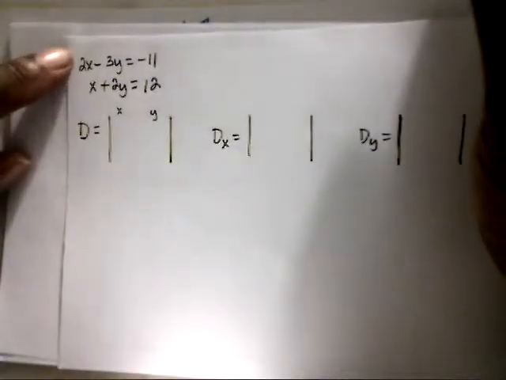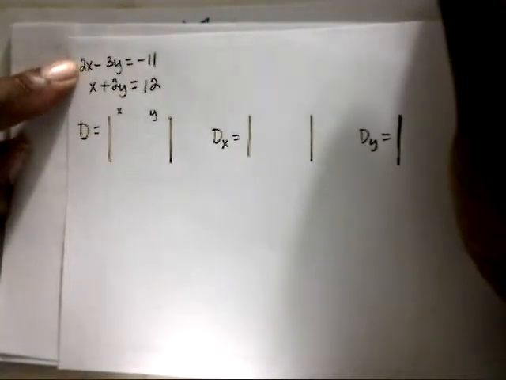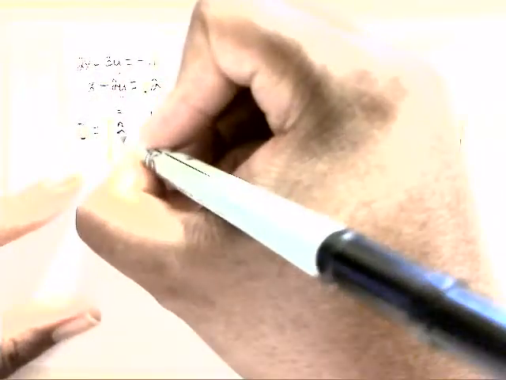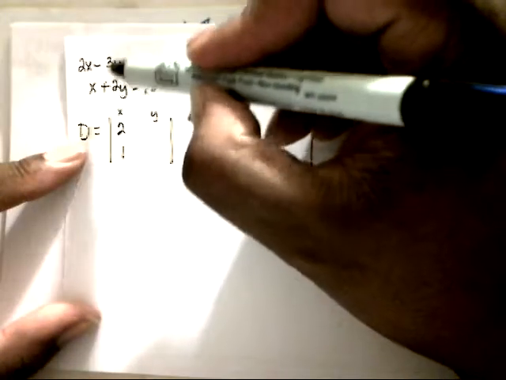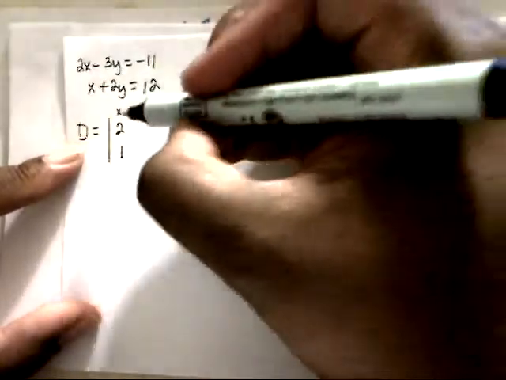Let's look at this here. The coefficients of x are a 2 and a 1, and we have to put those numbers in that particular order. So the 2 goes on top and the 1 goes on the bottom. For y, negative 3 and 2.